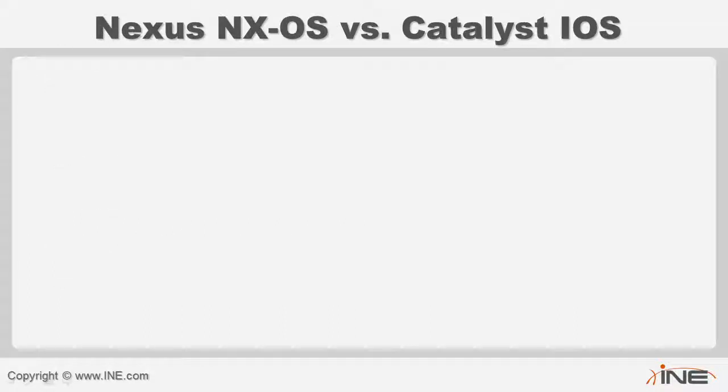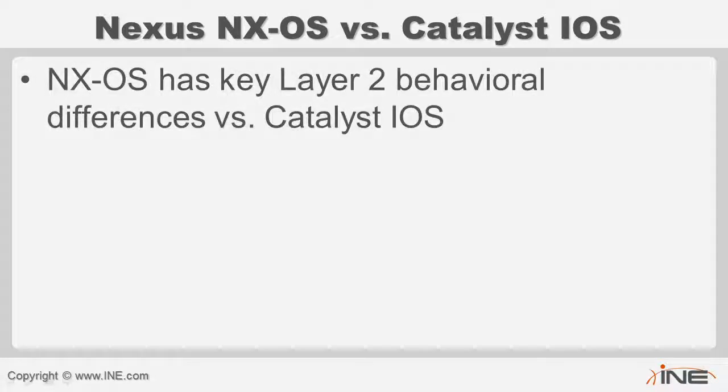Now, one of the first things that we probably want to know about Nexus and its behavior as compared to Catalyst iOS are what are some of just the default options that we have on the command line when we actually get onto the box. So there's a couple that are notable here.